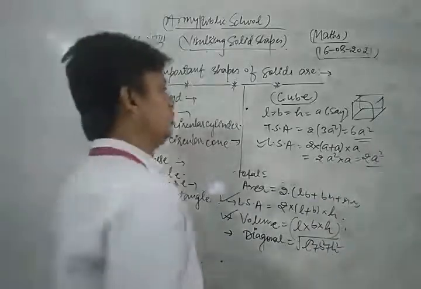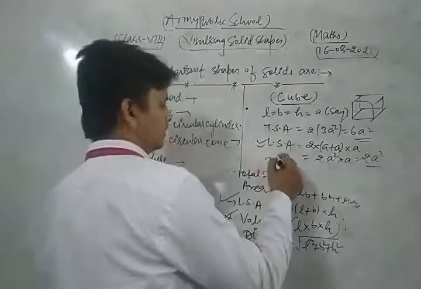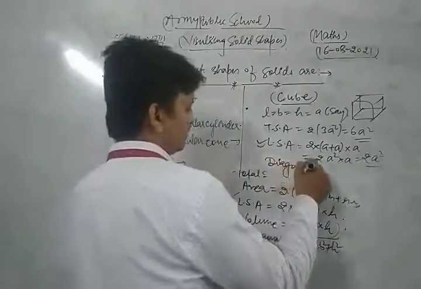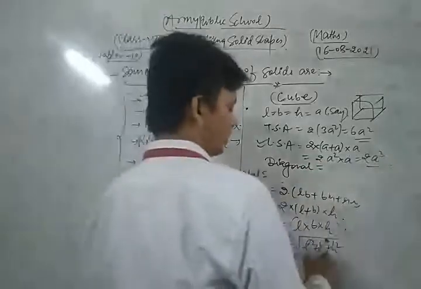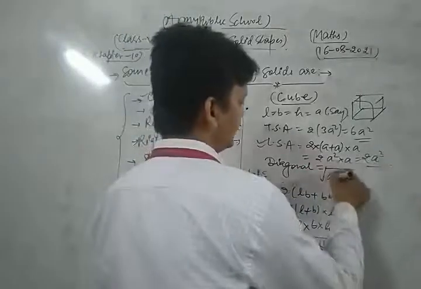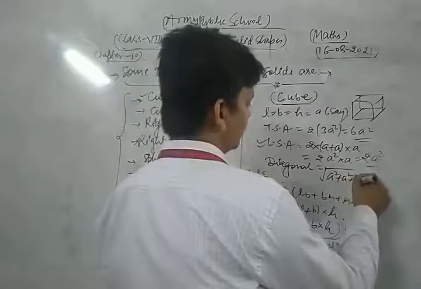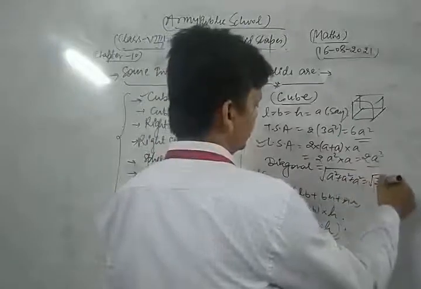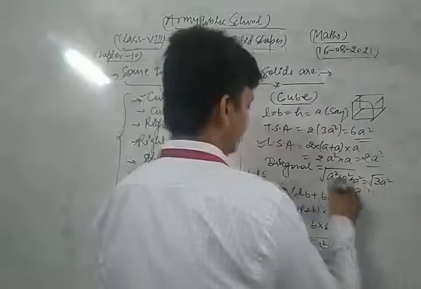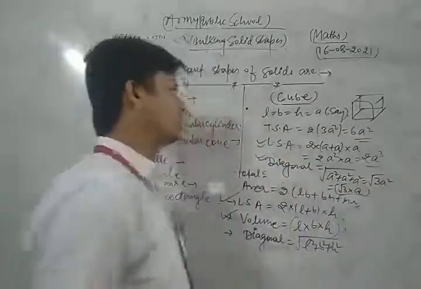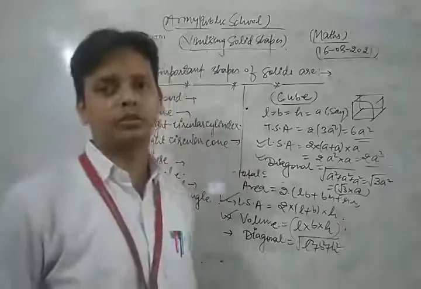Okay, now the diagonal. What is the diagonal of a cube? It is under root of L square plus B square plus H square. So we put a square plus a square plus a square. So we get under root 3a square, that is under root 3 into a, which is under root 3 into side. This is the concept of the diagonal of the cube.